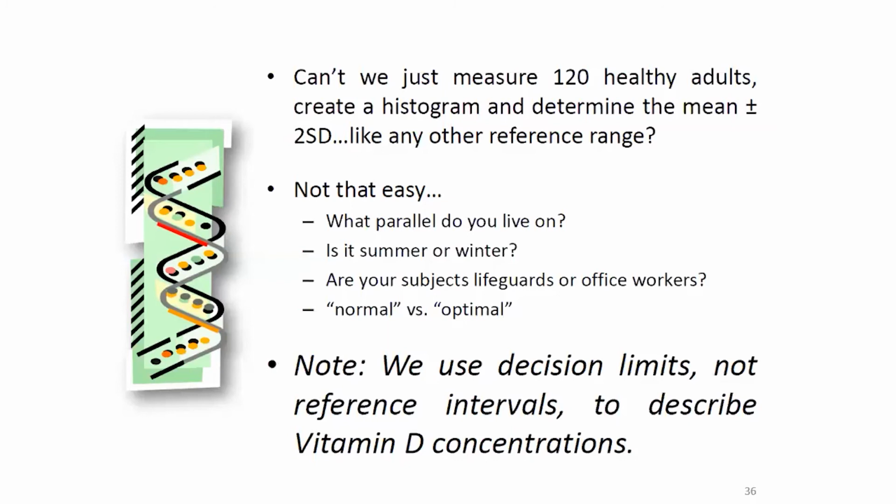So we need to use clinical decision limits rather than reference intervals to describe the vitamin D concentration. So whenever we are trying to interpret our vitamin D reports with the clinicians, we say we are using clinical decision limits, but not the exact textbook-given reference intervals.